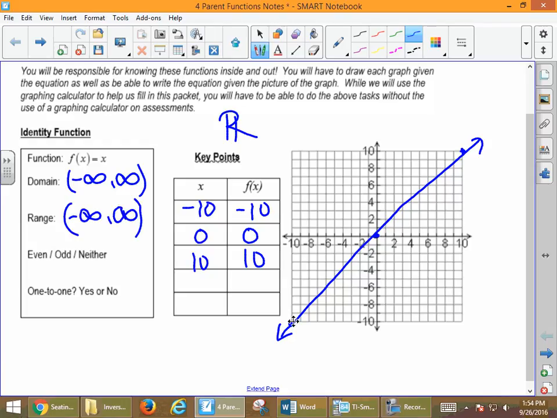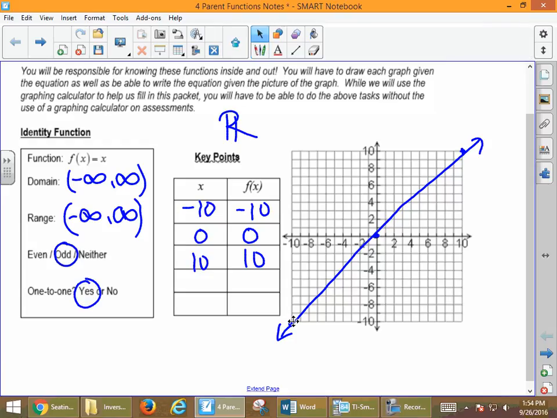The question is, is this function even, which means symmetric over the y-axis, odd, symmetric with respect to the origin, or neither? It's odd. We've got completely negated points. And it is symmetric across the origin. Is the function 1 to 1? What's the test that we use to test for 1 to 1? It's the horizontal line test. Is it 1 to 1? Yeah.